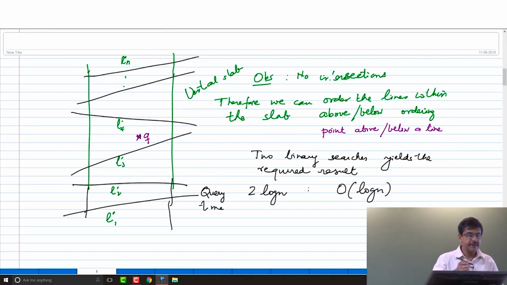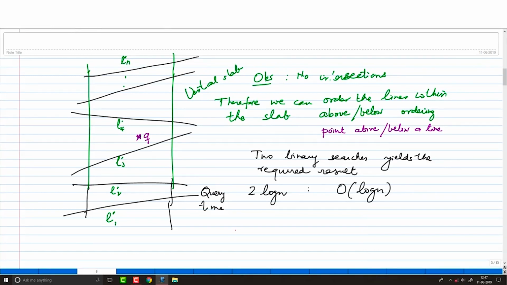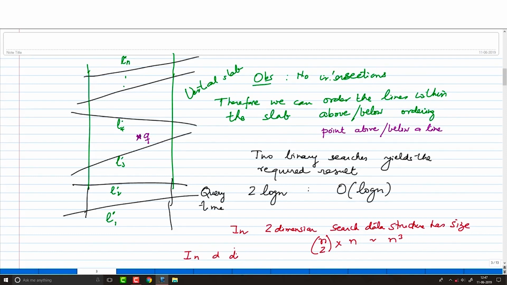Let me just write it down. In 2 dimensions, the search data structure has size n square. Well, actually, maybe I should write n choose 2 times n, that is about n cube. In d dimensions, this structure can be extended to d dimensions.